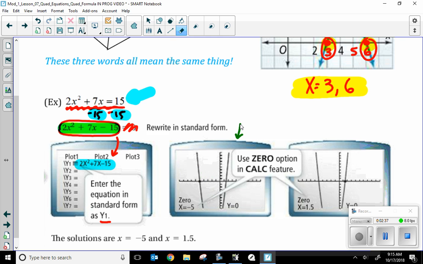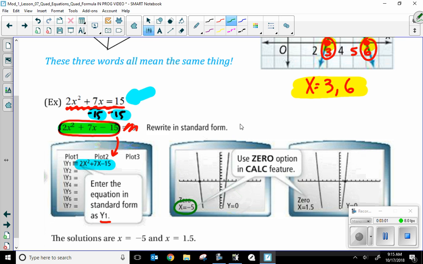But a lot of the times, like you'll notice right here, it's between 1 and 2. Is it 1.5? Is it 1.3? Is it 1.48? I don't know. But the good thing is we can get the calculator to give us our exact value that we're looking for, okay? And I'm going to show you how to do that.